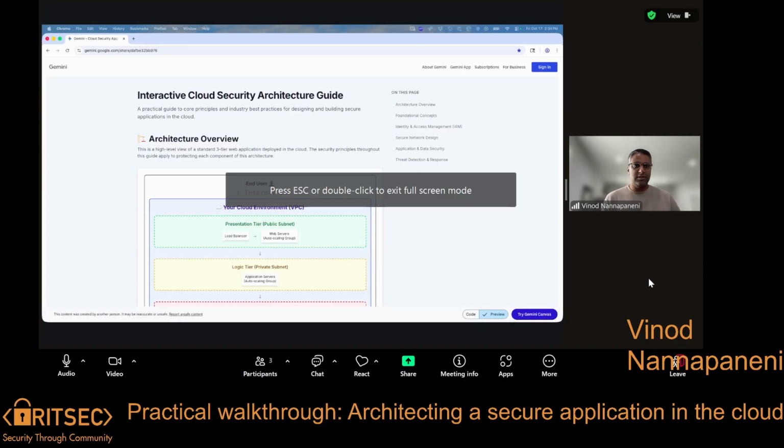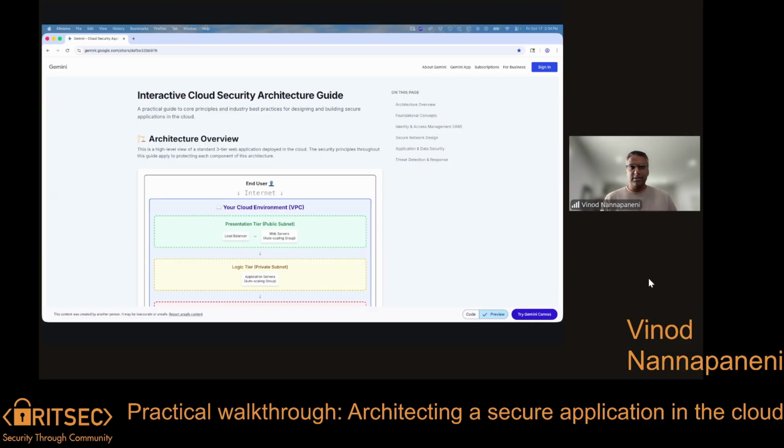I'm Vinod Nannapaneni. I lead the cybersecurity architecture and engineering group for Equifax. And today I'm here to talk about architecting secure applications in cloud. It is a very dry subject compared to some of the fun topics you may be exploring, the red team versus blue team and whatnot.